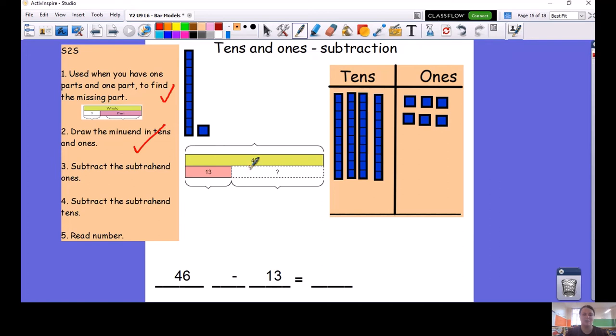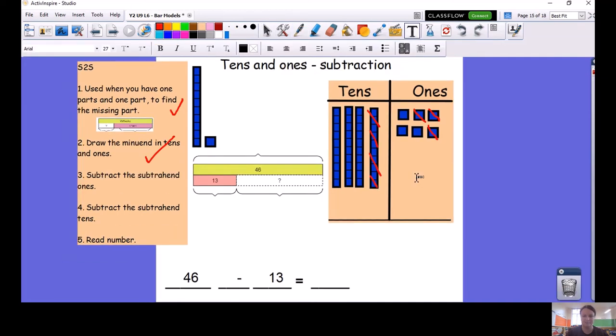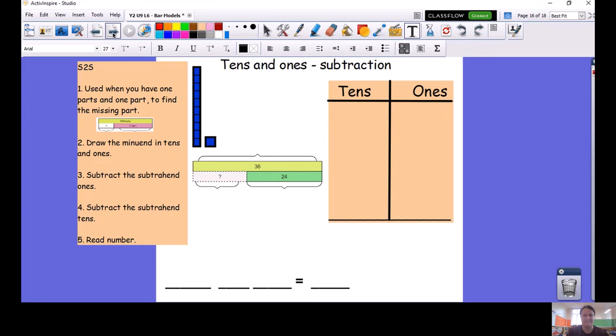Now I need to subtract the ones from my subtrahend. That's 3 ones. So 1, 2, 3. Now I need to subtract the tens from the subtrahend, and there's only 1, so I'm going to get rid of 1 ten. And now I need to count how many I've got left. I've got 1, 2, 3 ones, and 1, 2, 3 tens. So my number is 3 tens and 3 ones, which is 33. So the missing piece here is 33. Last one before you watch me model on the worksheet.